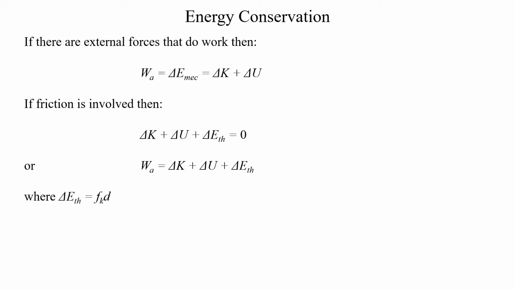So we have delta K plus delta U plus delta E thermal equals 0. And then if there's an applied external force doing work on our system, then that applied external force's work will equal the change in kinetic plus change in potential plus delta E thermal. Where again, the increase in thermal energy, the delta E thermal, is equal to the positive value of the work done by friction. Remember, friction does negative work on our system, which means that we'll have an increase in thermal energy equal to the positive value of the work done by friction.